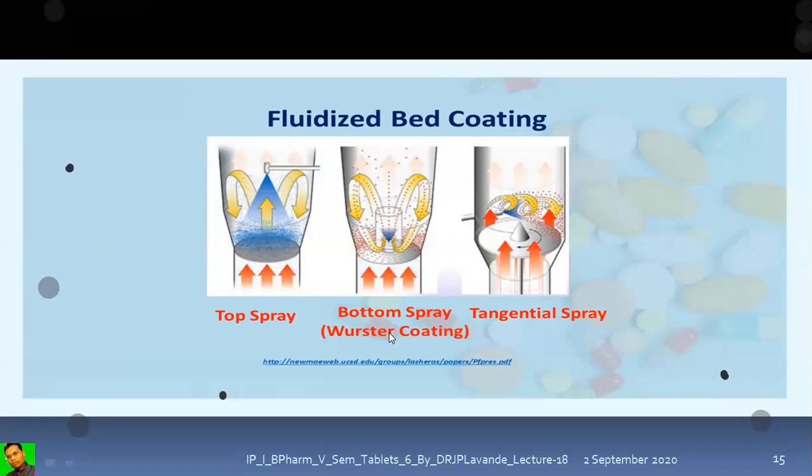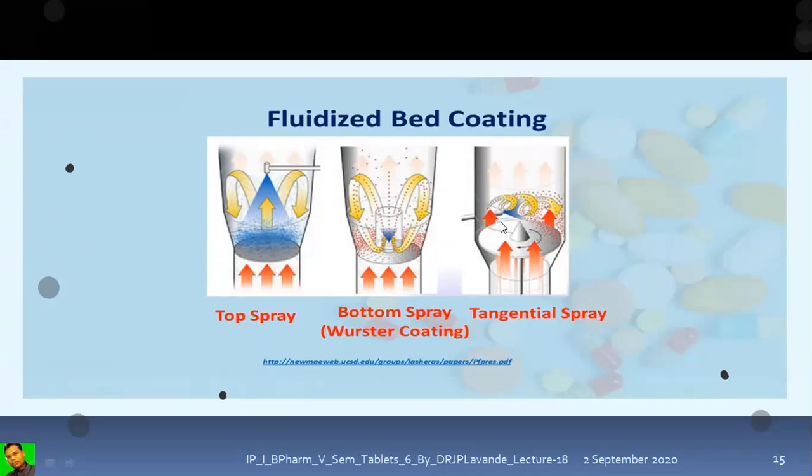You can see the second, the bottom spray, the spray assembly that is situated at the bottom, and from bottom to the top side the material is getting sprayed. At the same time air is introduced from the bottom, so that the tablets float, remain in the air, and get coated with the help of this coating solution.